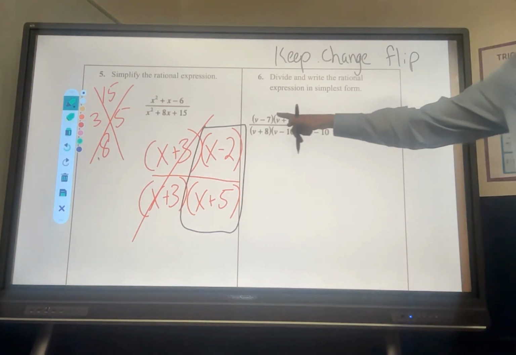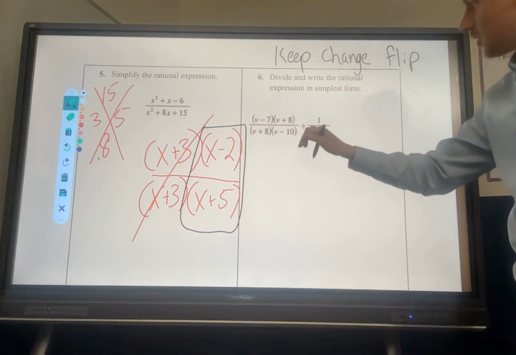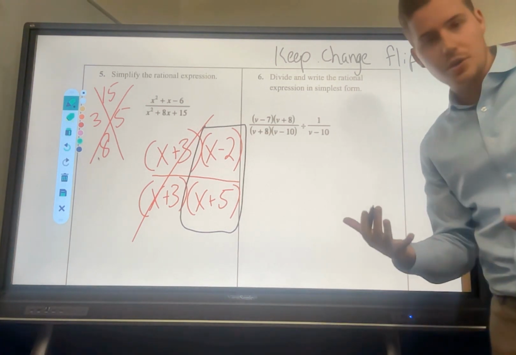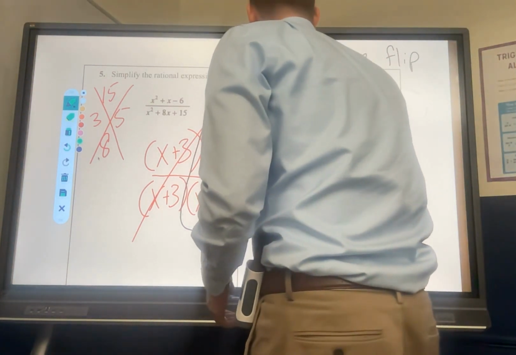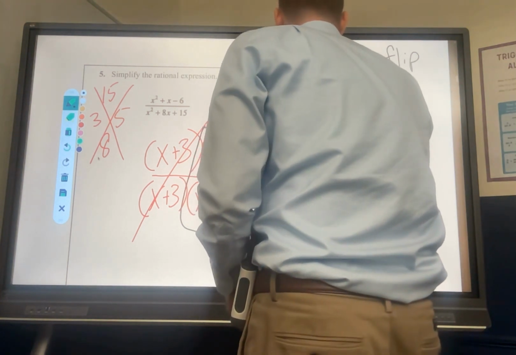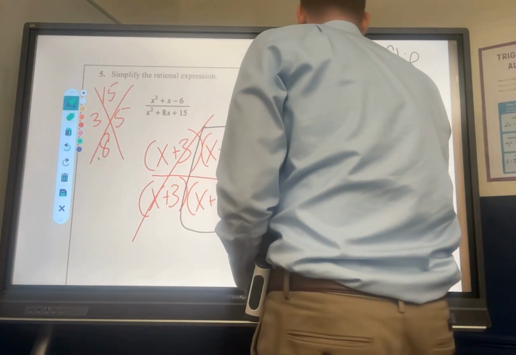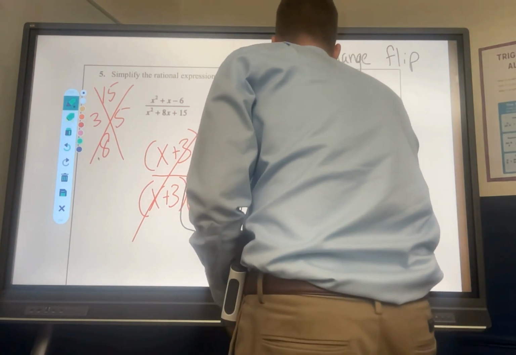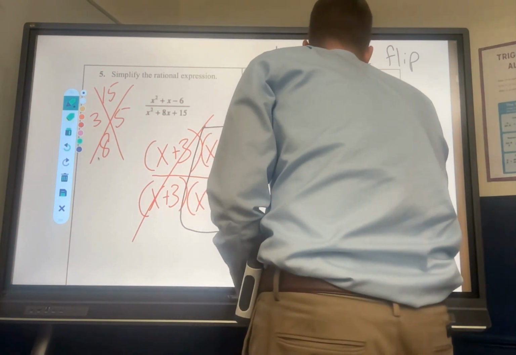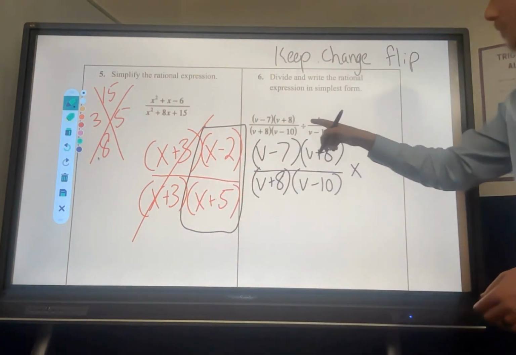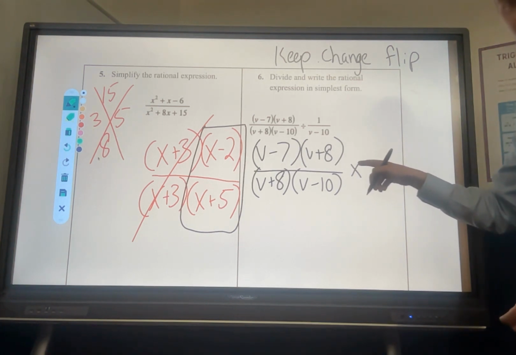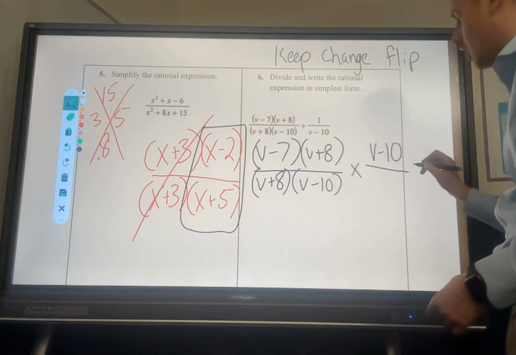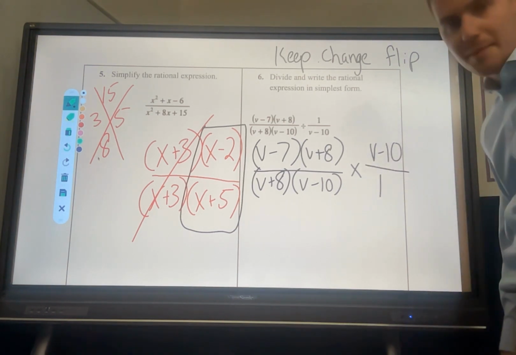And so when I say keep, I mean keep this first fraction. We're not going to touch it. Change the division to multiplication, and then flip our final fraction. So we'll start with our keep, change, flip step. So now I've changed the division into multiplication, great, and I'm going to flip my final fraction so that v minus 10, that's going to go in the numerator, and the 1 is going to go in the denominator.